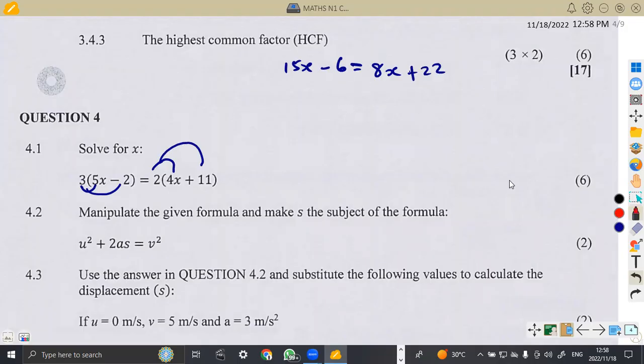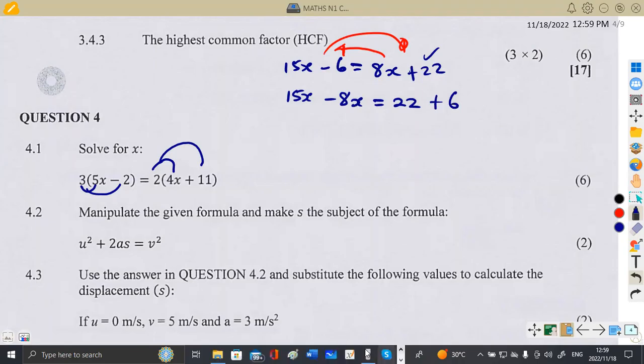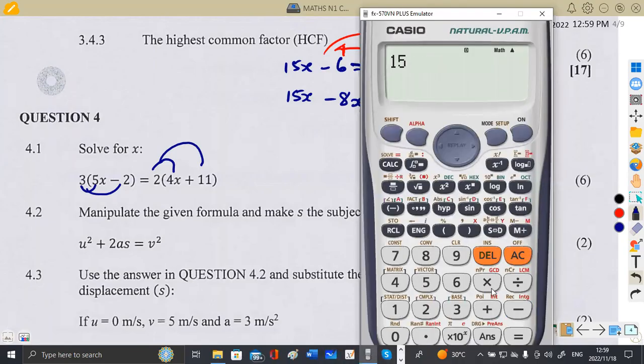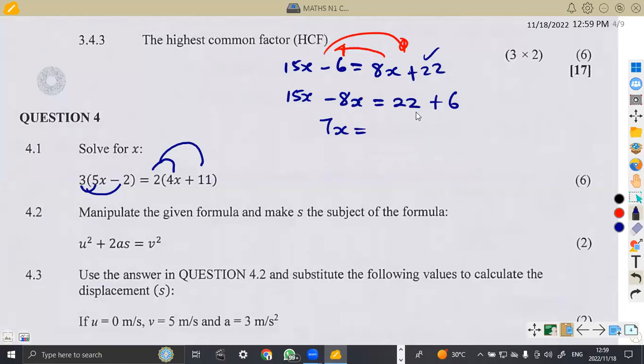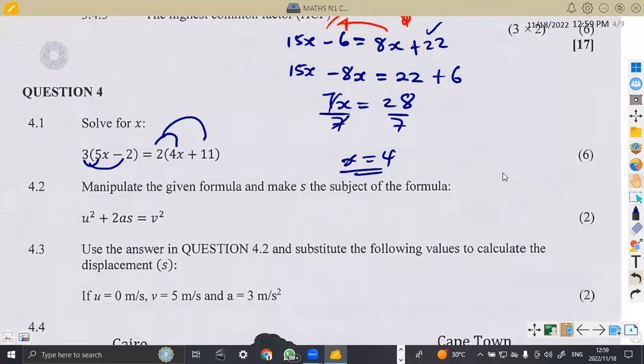Collect like terms. So that means we are going to transpose the 8x to the left-hand side and it becomes negative. So we've got 15x minus 8x, which is equal to 22. Then we can transpose the minus 6 to this side, which is going to be a plus 6. 15 minus 8, you can even use your calculator, guys, that's 7. So it is going to be 7x is equal to 22 plus 6, which is 28. Divide by 7 both sides. So x is going to give us 4. That's what we're going to have in this part.